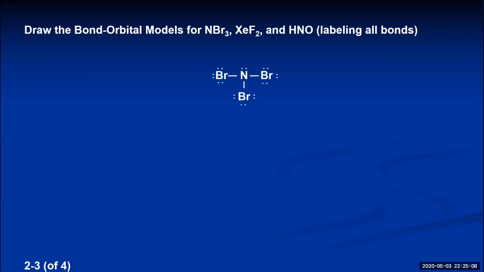First, for NBr3, to draw a bond orbital model, you have to identify what type of hybridization each of the atoms is going to be undergoing, and then you have to know the geometry of those hybrid orbitals. The nitrogen has a steric number of 4. It's going to undergo sp3 hybridization, and sp3 hybrid orbitals are arranged in a tetrahedral shape. So you draw your nitrogen atom with 4 tetrahedral orbitals on it, 1 up, 3 down. And then bromines will bond to 3 of those, and a lone pair will be in the final one.